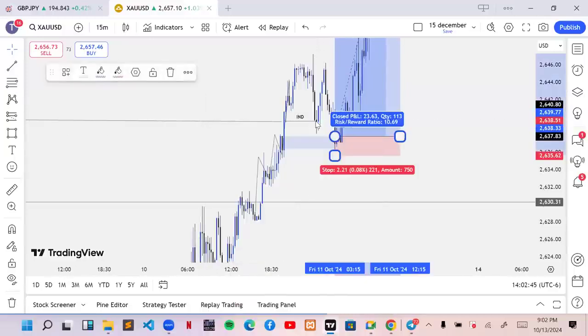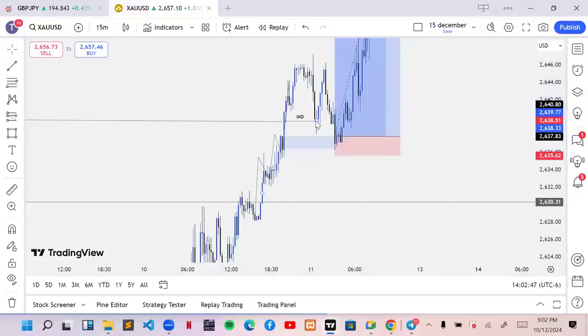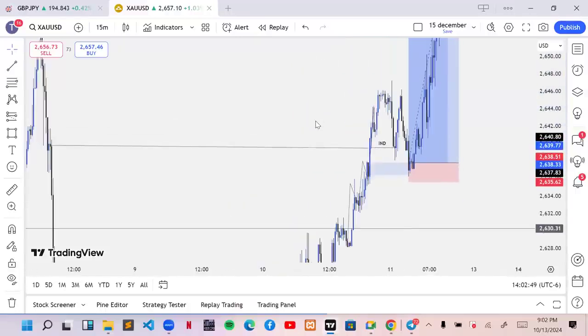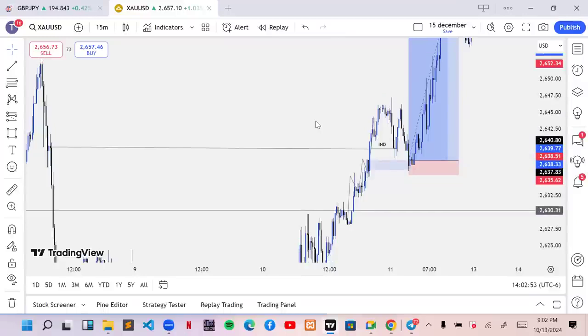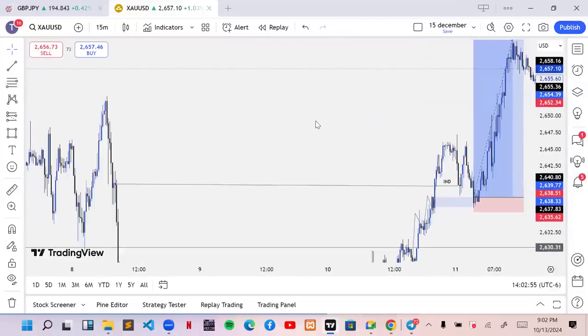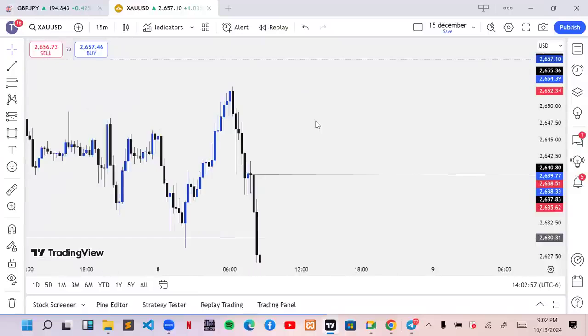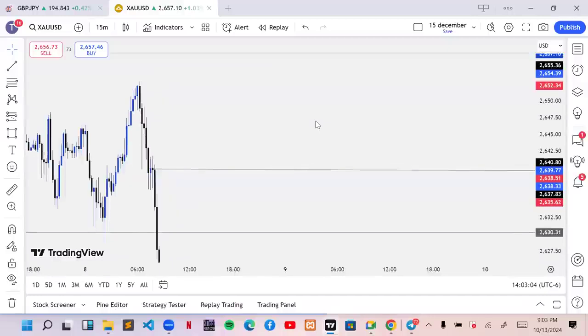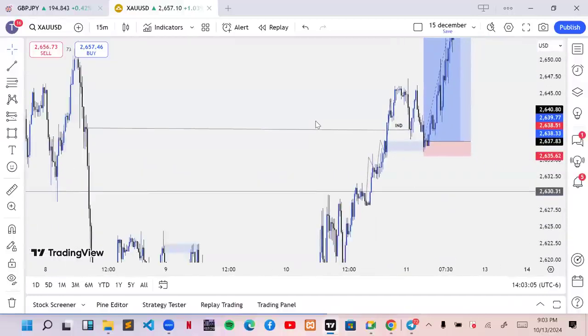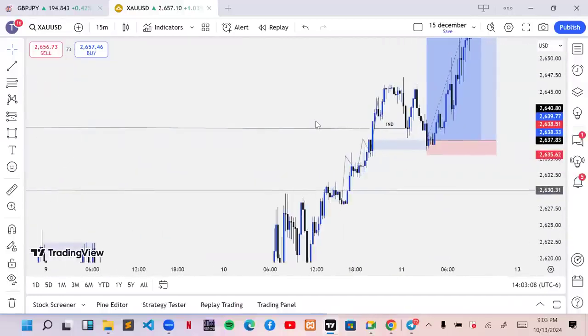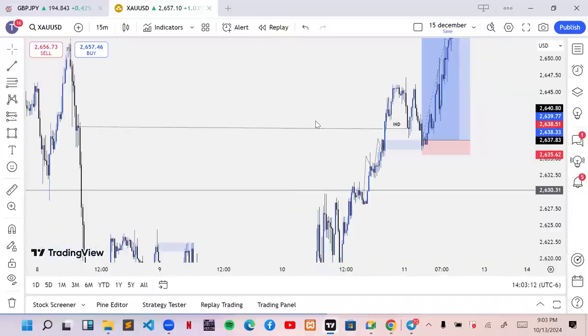So first of all, what I'll mark out is this one. This one is not a market structure shift. This one is actually a break of structure because it broke in the direction that it was traveling before. There was a resistance level here, which is this candle here. It was a support that got broken, but now the market broke it, so it's now a resistance level. The market was making a series of higher highs and higher lows, and it broke out from the resistance. So this is a break of structure.